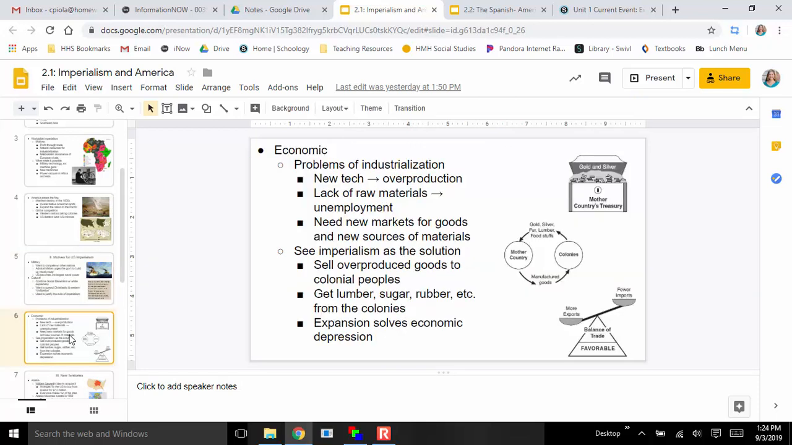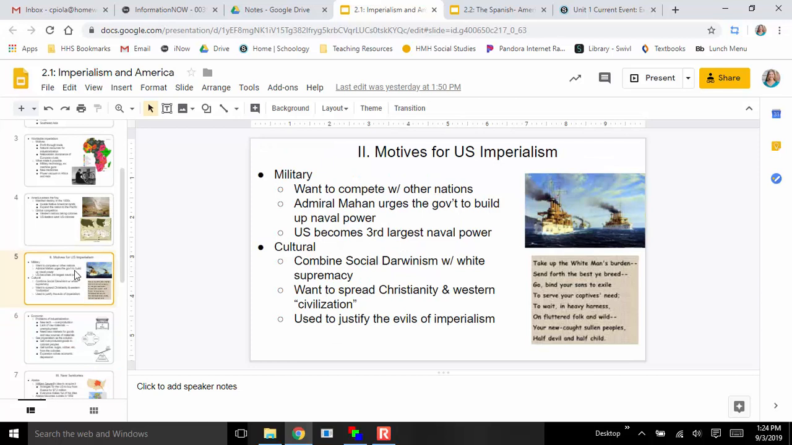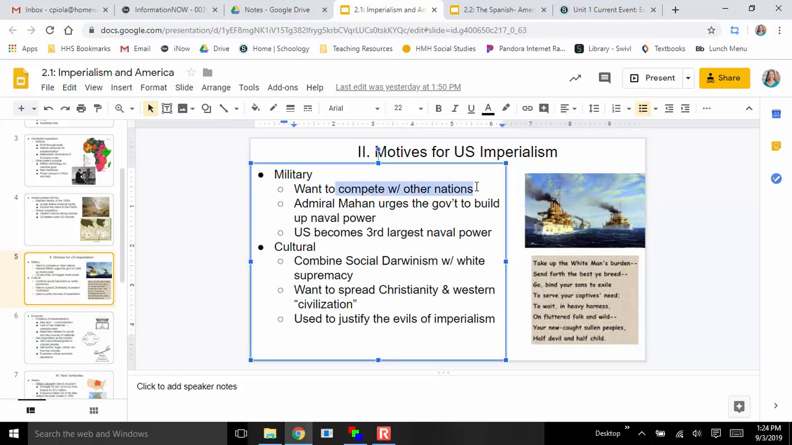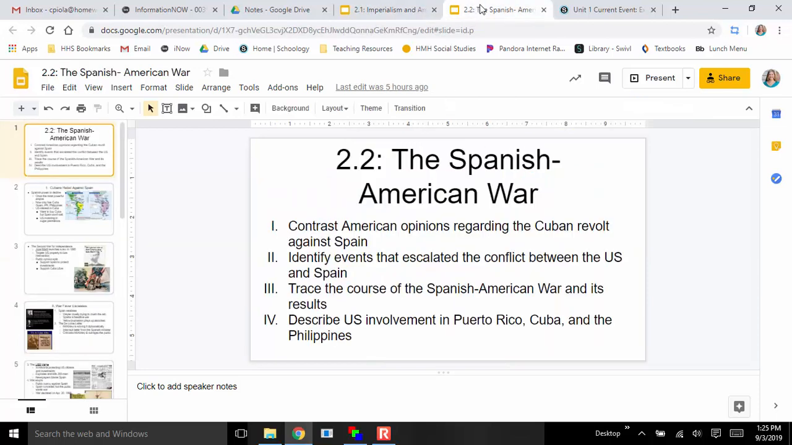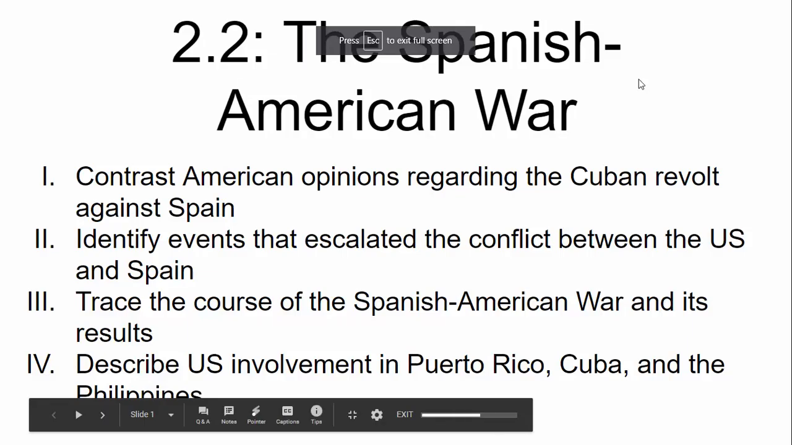Okay, so we have our economic reason based on the Industrial Revolution, our military reason based on wanting to compete on that worldwide stage, and then our cultural reason of if we can take it, we should take it, and that it's our duty to go and help, putting help in quotes, these other peoples. Okay, so moving on from there to what we need to look at now, which is the Spanish-American War.